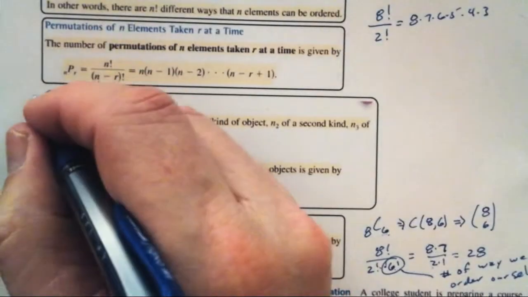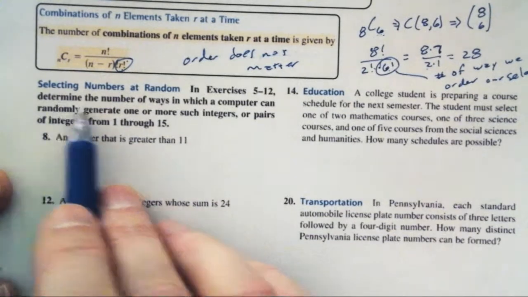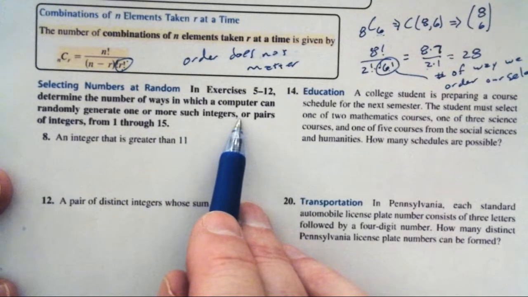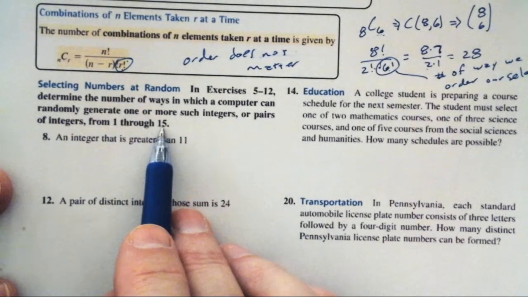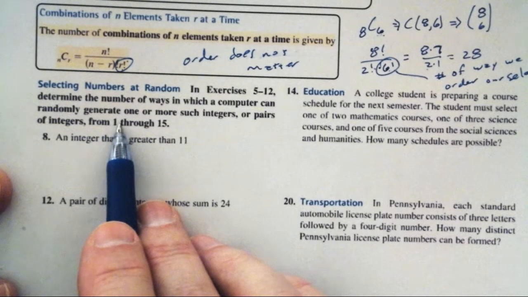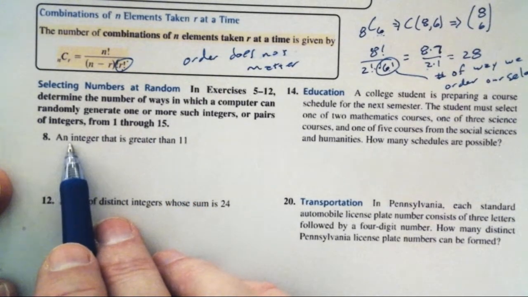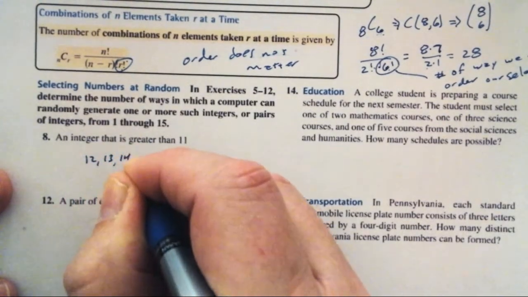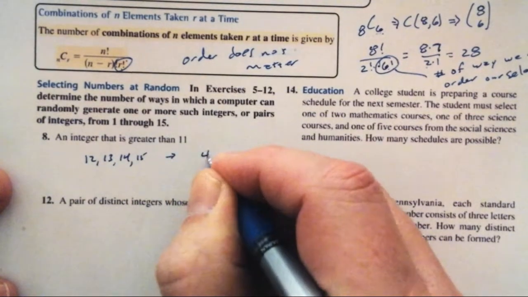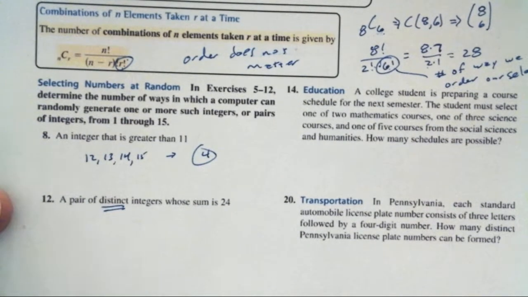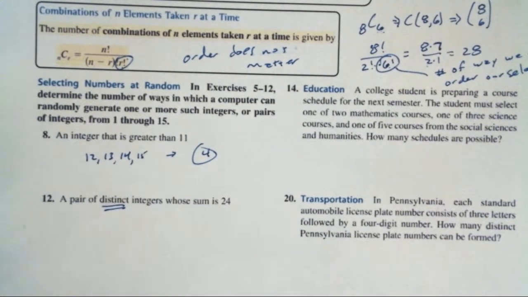We will come back and talk about distinguishable permutations. Determine the number of ways in which a computer can randomly generate one or more such integers or pairs of integers from 1 through 15. So the computer generates numbers from 1 to 15, and we want to know how many ways it can generate a number greater than 11. Well, it could generate a 12, a 13, a 14, or a 15. So 4 ways. Now, this, I feel, is really up for interpretation. When they use the word distinct, what do they really mean by distinct integers?